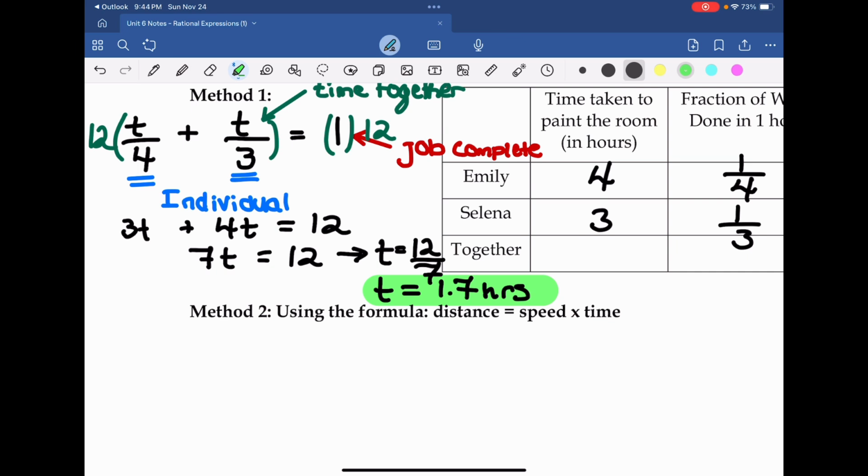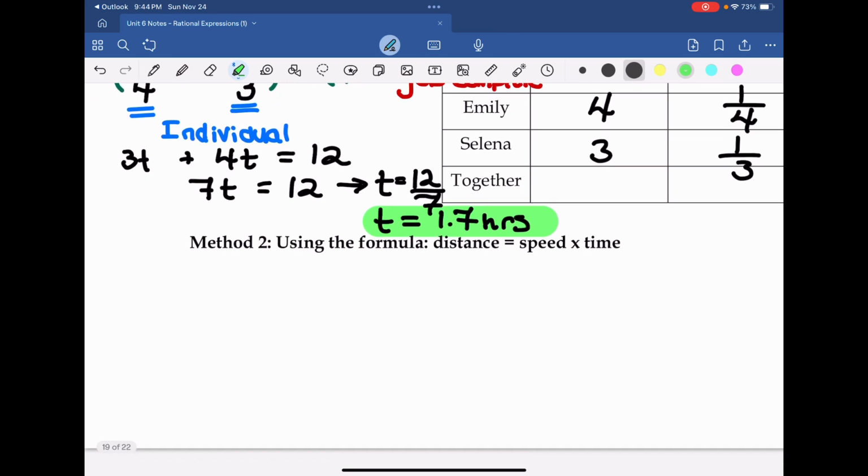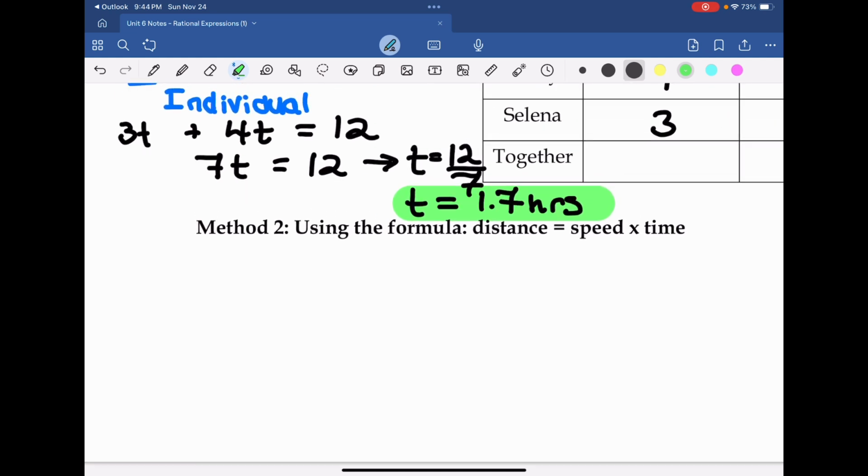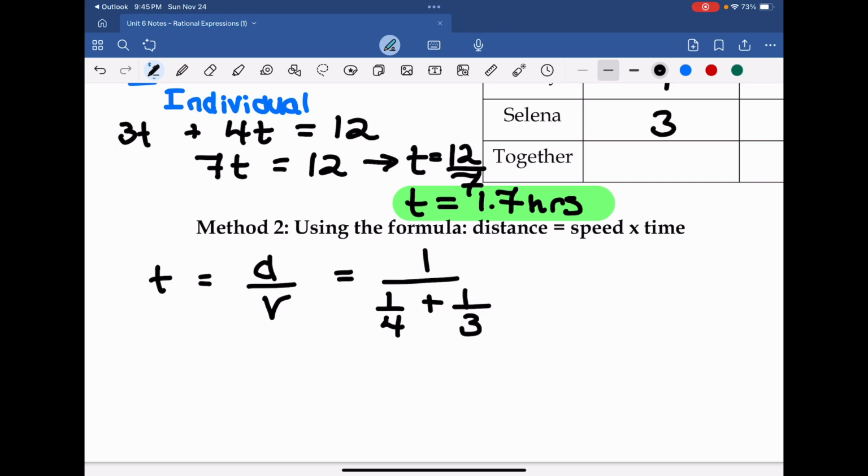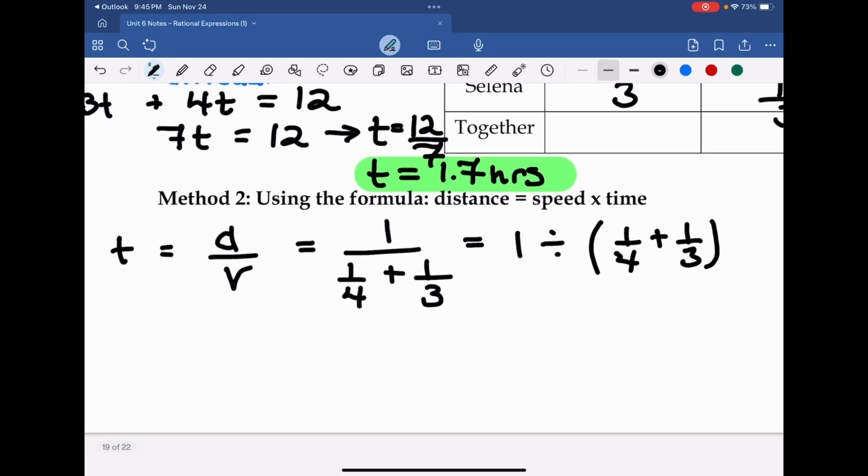This is to use distance equals speed times time. Now, to do this, we know from previous that our time is equal to the total distance divided by the speed at which we can do this. Well, in our case, the distance is one job being completed divided by the rate at which they complete a job in one given hour. Now, this is going to be equal to, if we do our reciprocal rule, 1 divided by, in the brackets, 1/4 plus 1/3.